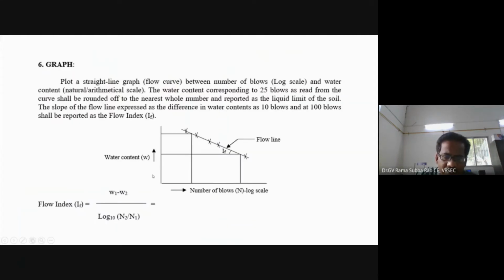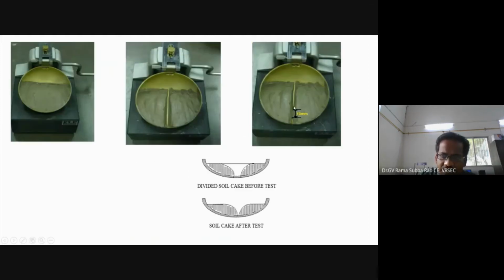Here I will explain what is happening. Whenever the water content is increased, the number of blows is going to decrease, because of flowability. Flow could happen faster when the water content of the soil is more, the flowability will be more. You see the soil is trying to change its consistency from liquid to plastic state. So here we are ensuring flowability.